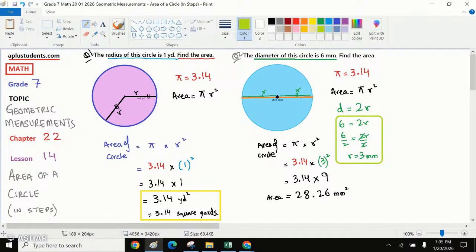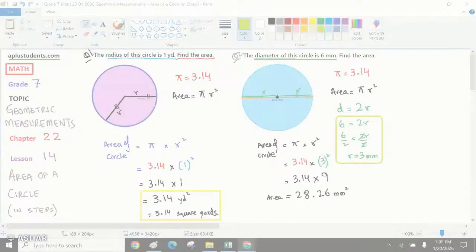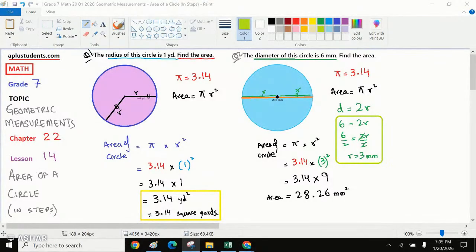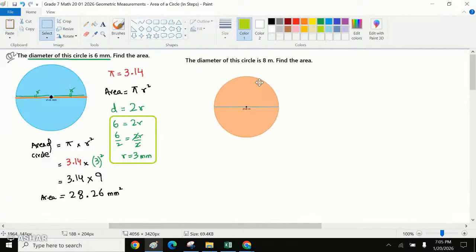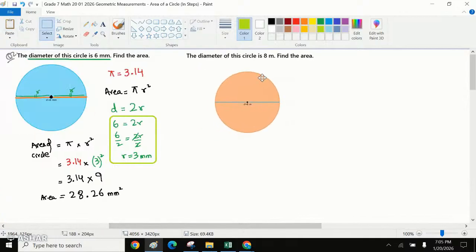Okay. Moving ahead with the next question. The next question is very similar to the previous one. Just the values are different. So question number 2 and question number 3 are kind of similar. Let's see if this is question number 3.